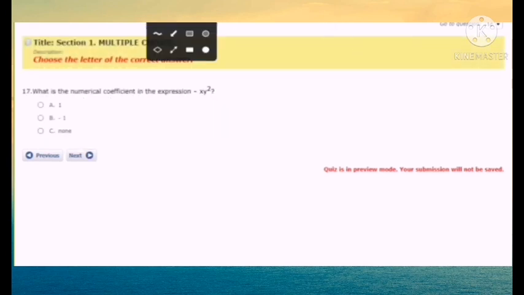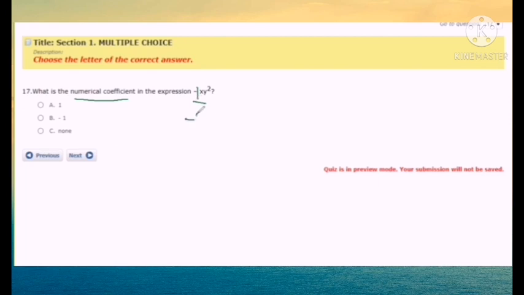Number 17, what is the numerical coefficient in the expression negative xy squared? So again, numerical coefficient refers to numbers which are used as a factor. But in the expression, we do not see any number at all. And again, whenever there is no number, it's understood to have 1. And since the given is negative, our answer will be negative 1. It's letter B.